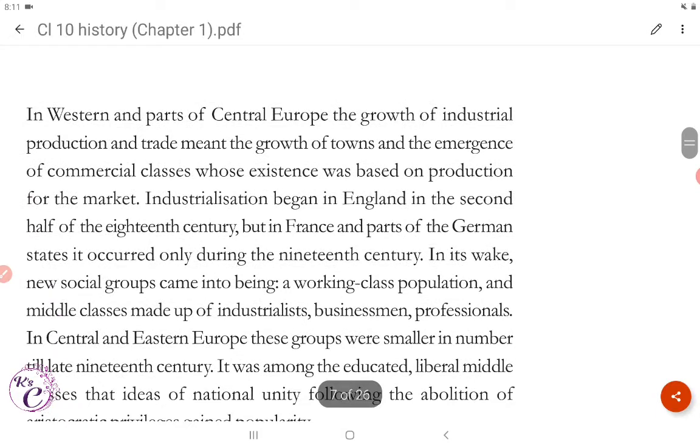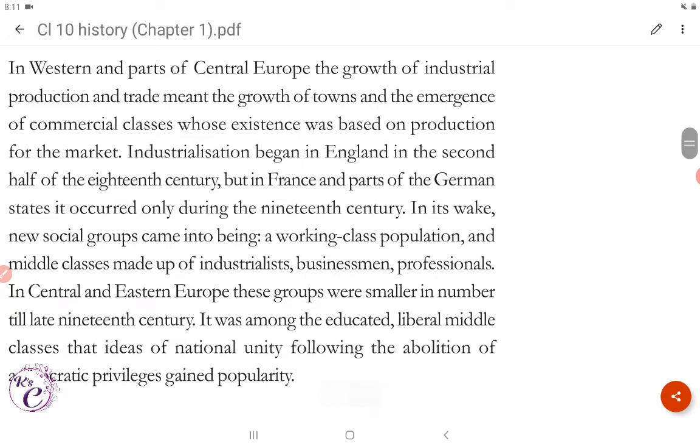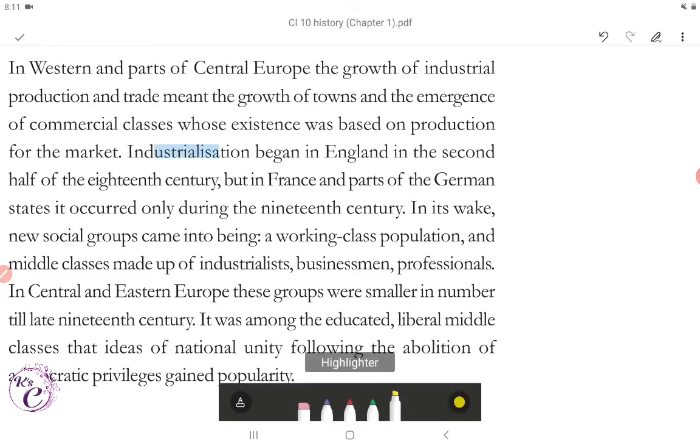In Western and parts of Central Europe, the growth of industrial production and trade meant the growth of towns and the emergence of commercial classes whose existence was based on production for the market. Industrialization began in England in the second half of the 18th century, but in France and parts of the German states it occurred only during the 19th century.